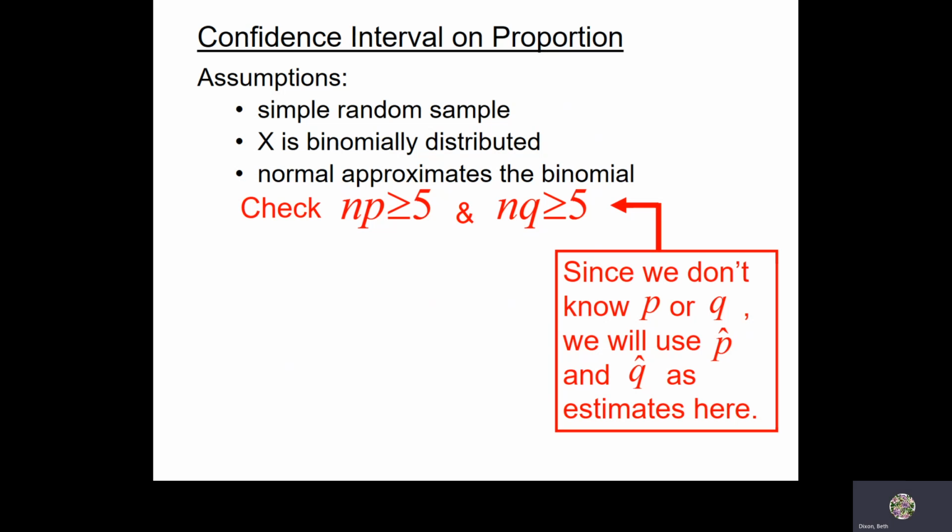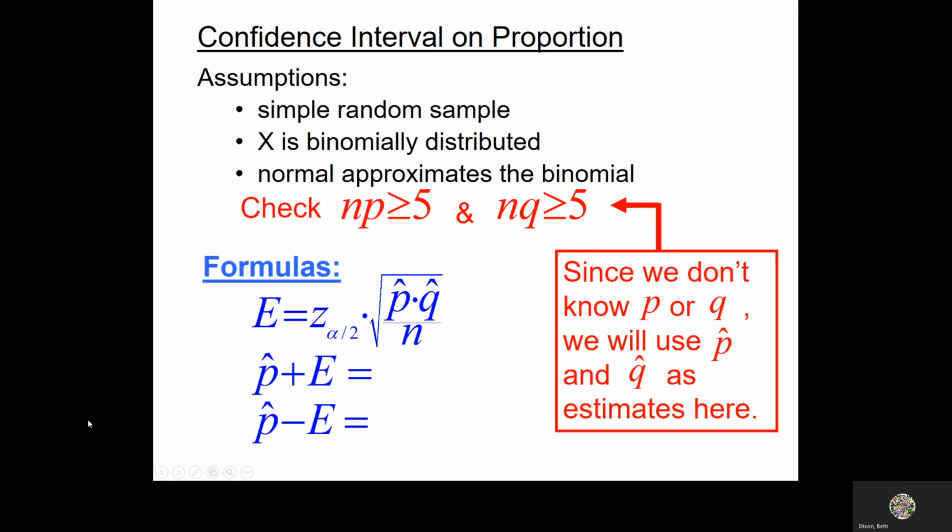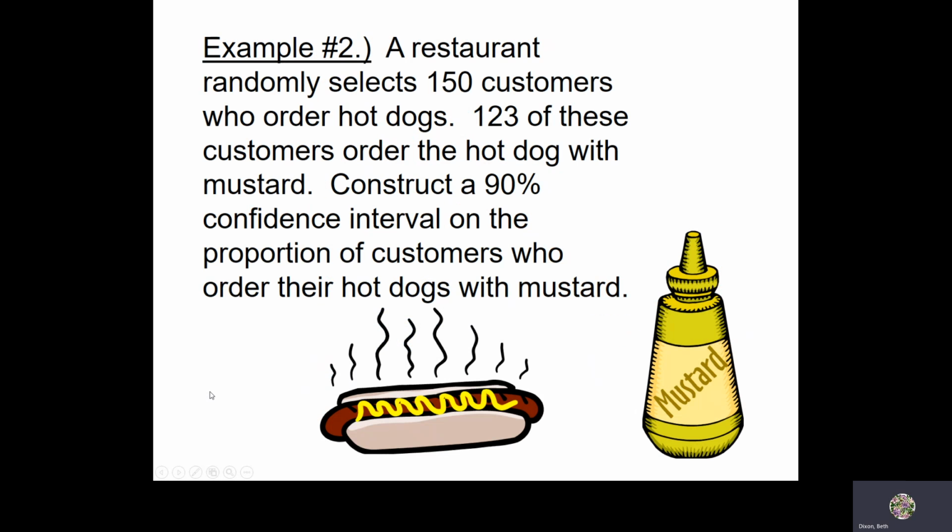Since we don't know P or Q, we will use P hat and Q hat here as estimates. The formula is E equals Z alpha sub 2 times the square root of P hat times Q hat over N. And we have P hat plus E equals, and P hat minus E equals. So we're now ready to do our example.